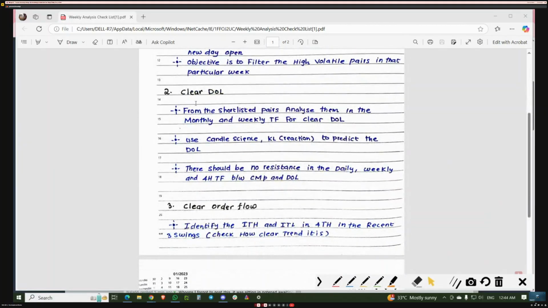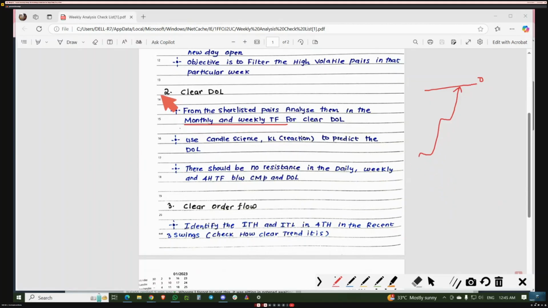Once news is done, we need to check for the clear draw on liquidity. It should be stupidly clear. We should know the price will definitely go down. There is no reason for the price to go up. This much stupidly clear pair we should select on the monthly and weekly time frames. Once monthly and weekly time frame is selected, we are damn sure that eventually price will come that side. Now we need to find the position where we can enter to capitalize on this move. That will be our target.